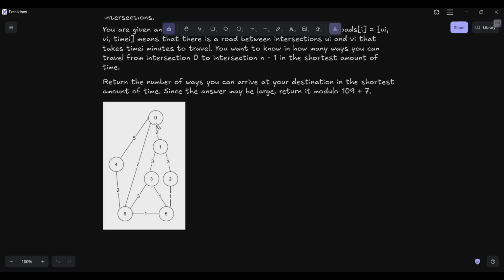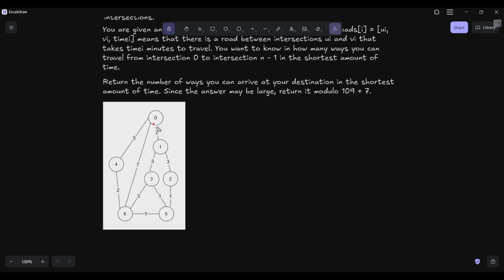Then we go for the next one: 0 to 1, 1 to 3, and 3 to 6. So 0 to 1 is 2 minutes, and 1 to 3 is 3 minutes, that is a total of 5, and 3 to 6 is 3, so 5 plus 3 is 8. Here the time has increased, so this is not the shortest. We have to find the shortest path, so this will not be considered.